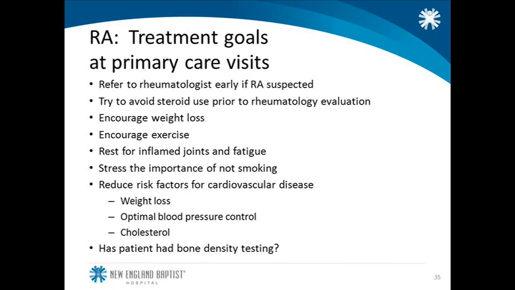It's important that these patients quit smoking if they're smokers, as smokers with rheumatoid arthritis do worse than those who do not smoke. And reducing risk factors for cardiovascular disease is helpful, as rheumatoid arthritis increases the risk for cardiovascular disease. Rheumatoid arthritis is also a risk factor for osteoporosis, and many of these patients have taken steroids, so bone density testing is important as well.